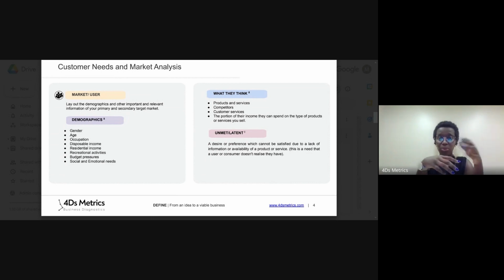What kind of age group? You can't have a product that both a baby and a 50-year-old use unless you're selling oxygen. So occupation, what do these people do? What income do they have that they can spend on random things? What income do they have that they can spend on needs?